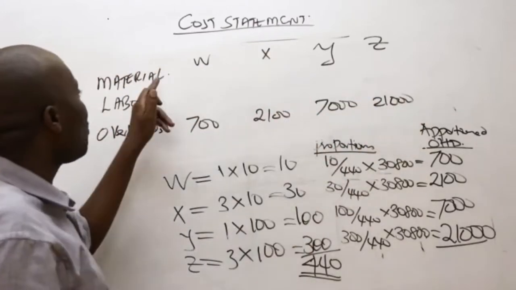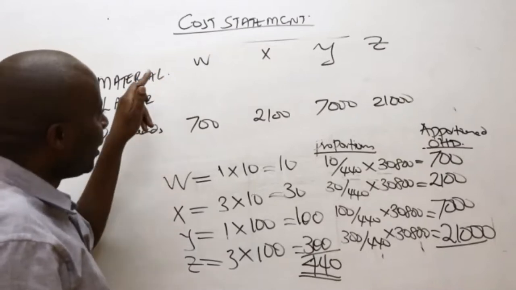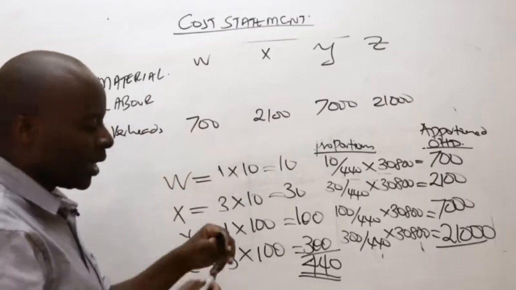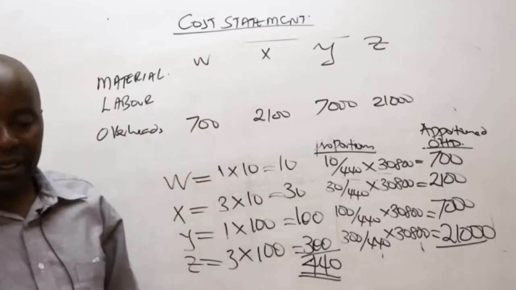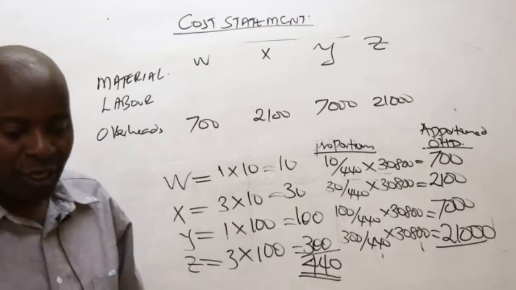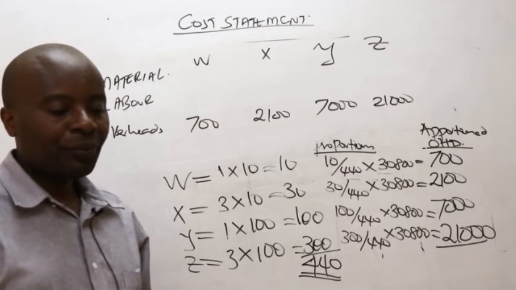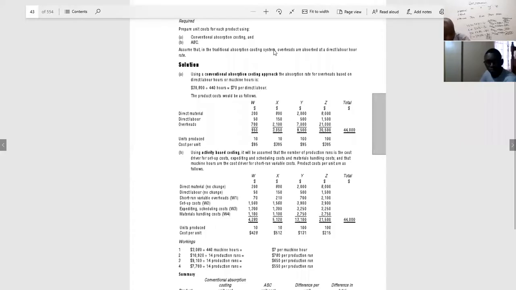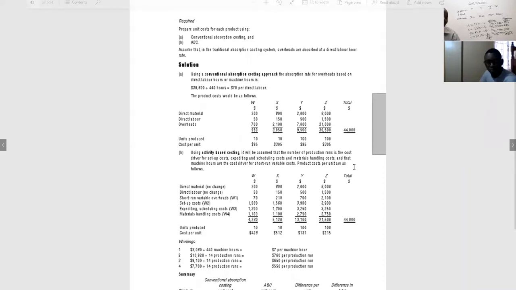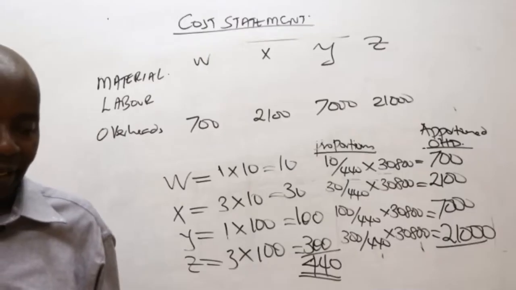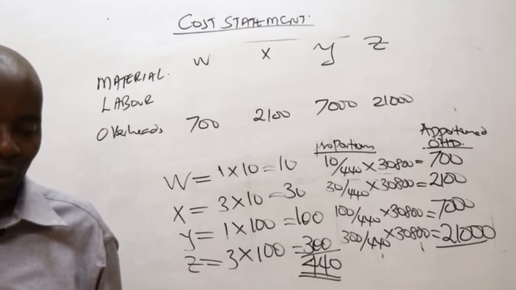So now I want you to go back to your question and give me the material cost for these products. The material cost for W. If you could share the screen with us. Ladies and gentlemen, if you're able to see the material cost for W, what are we given there? How I wish somebody could give me the answer right away.